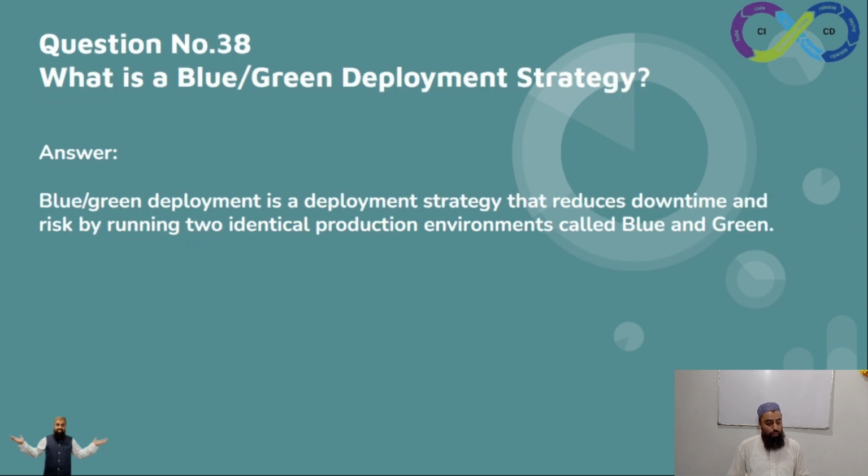Question number 38. What is a blue-green deployment strategy? And the answer is, it is a deployment strategy which reduces downtime and risk by running two identical production environments called blue and green. So we have two environments. So there are two identical environments running every time. If one fails, we can quickly switch to the one which is running fine.